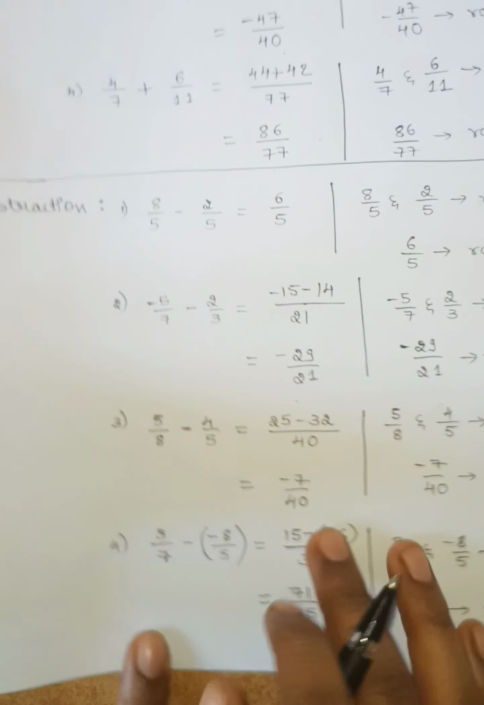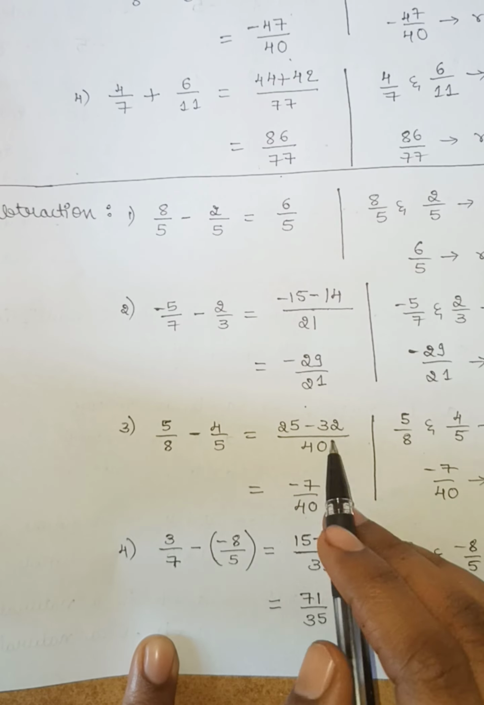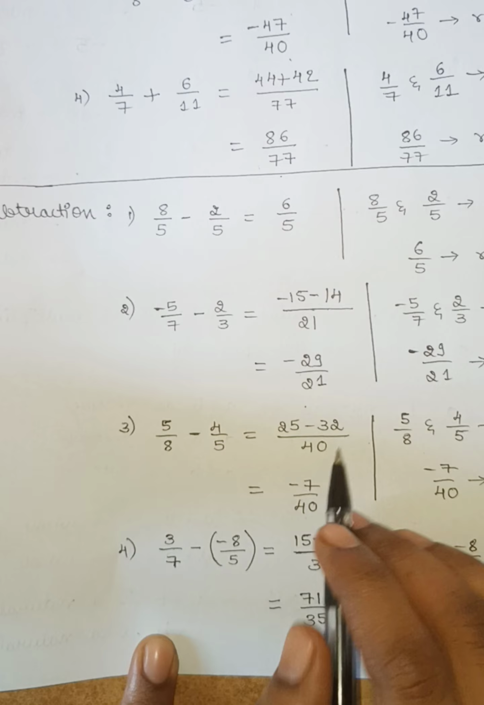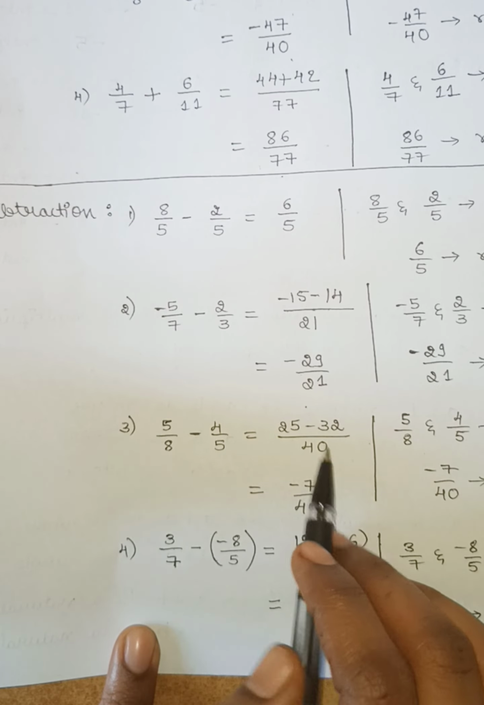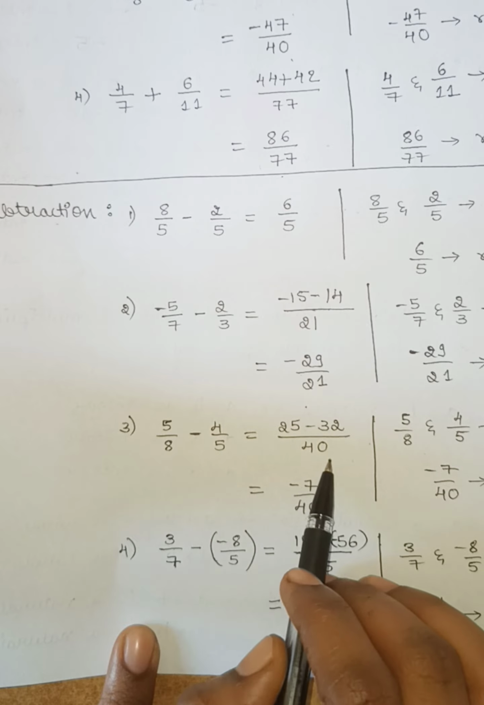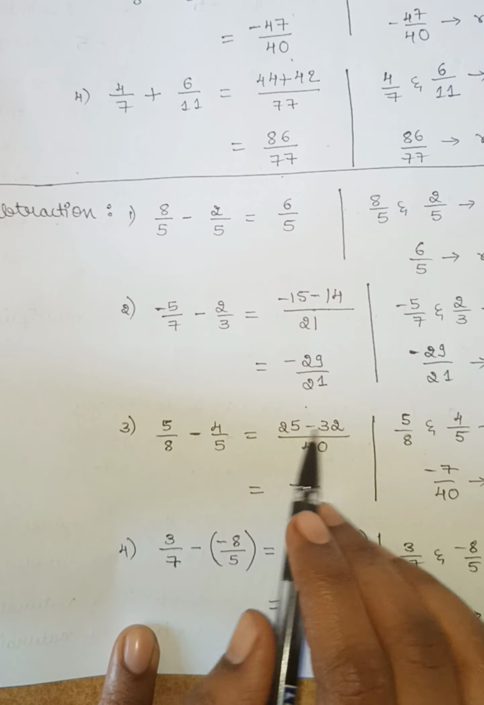The next example, 5 by 8 minus 4 by 5 is equal to 25 minus 32 by 40. How does it become this? 8 5s are 40, 5 5s are 25. 5 8s are 40, 8 4s are 32. 25 minus 32.